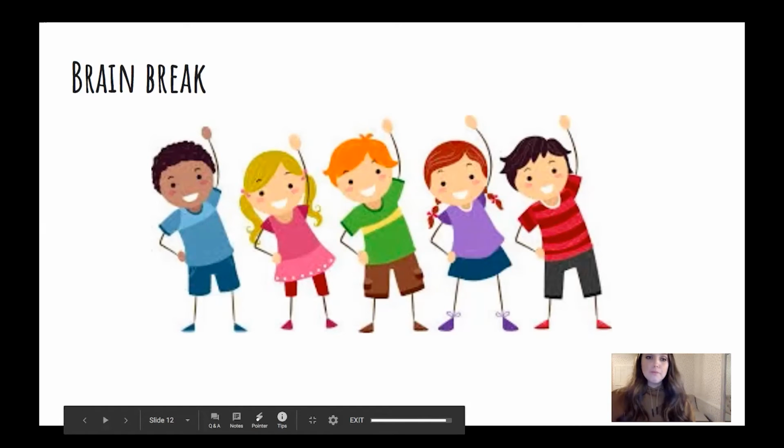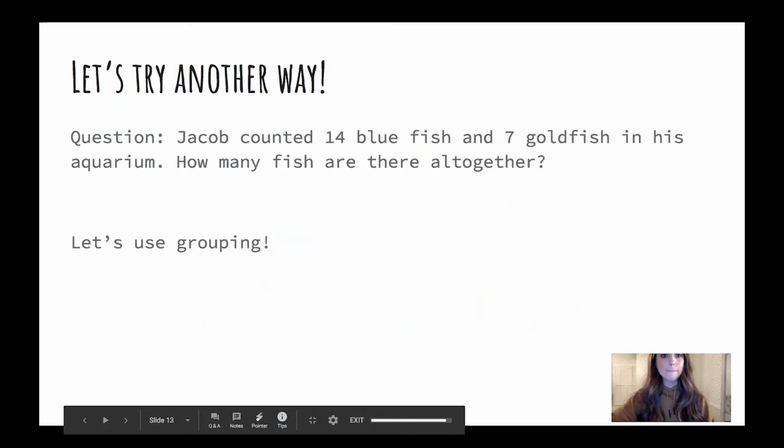Okay, so moving on, we are going to try another way. So let's read this question together. We are still going to follow the checklist that we had in the beginning, kind of our steps for solving word problems, but we are going to try a different way besides a diagram. So let's look at our question. Let's read it. That's our very first step. Jacob counted 14 bluefish and 7 goldfish in his aquarium. How many fish are there all together?